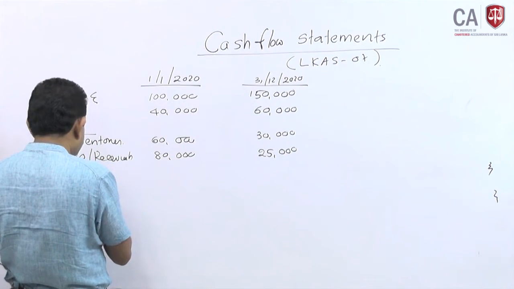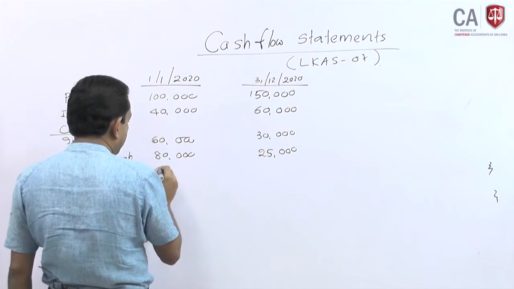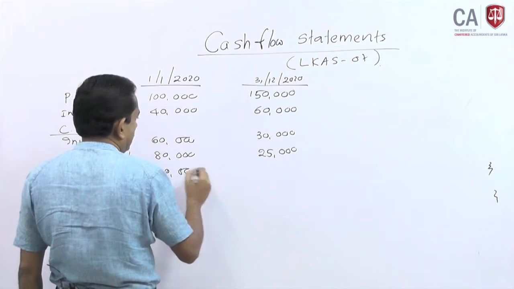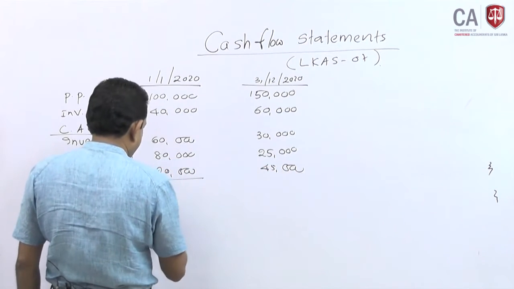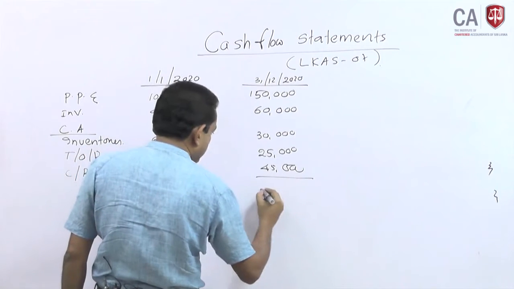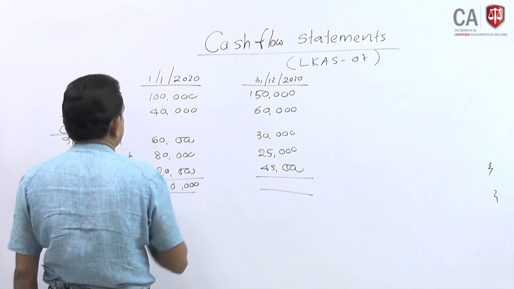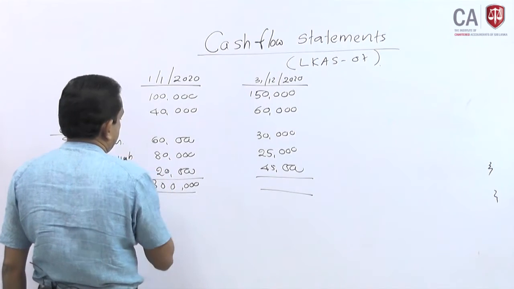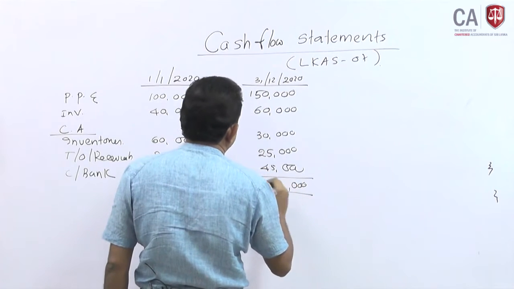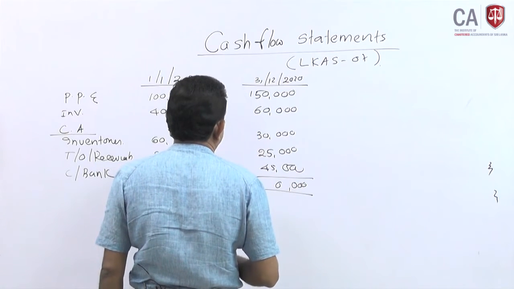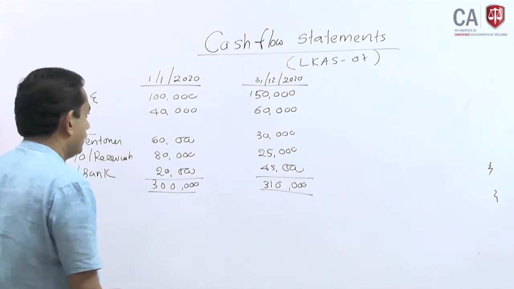Cash and bank: beginning balance is 20,000, closing balance is 45,000. Total assets: $300,000 at the beginning, ending total assets 310,000.